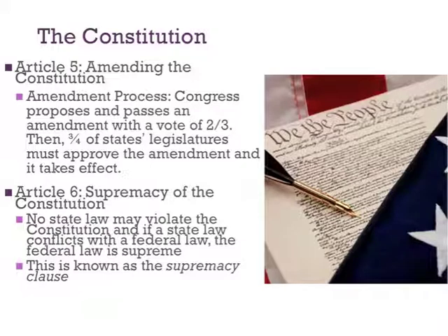Article 6 is what we call the Supremacy Clause. The Supremacy Clause basically only states that no state or local law may violate the Constitution. And if a state or local law does conflict with federal law, the federal law is supreme. So this sets up the ultimate authority of the federal level of government to have final legal say over how we conduct ourselves in the country.